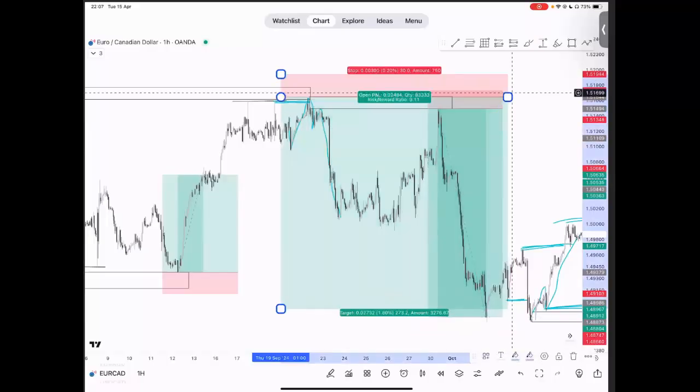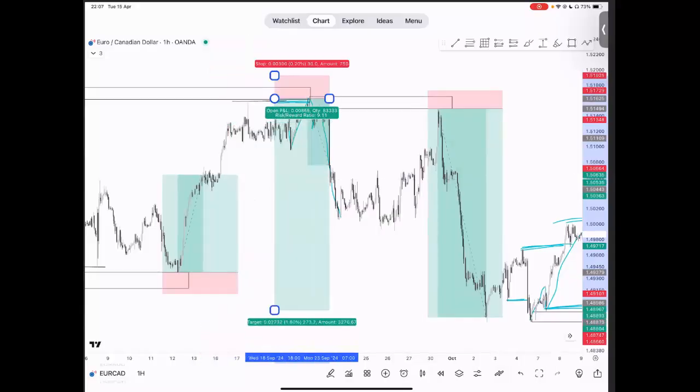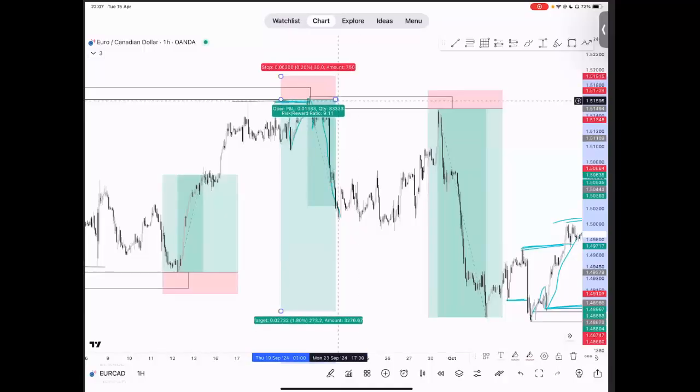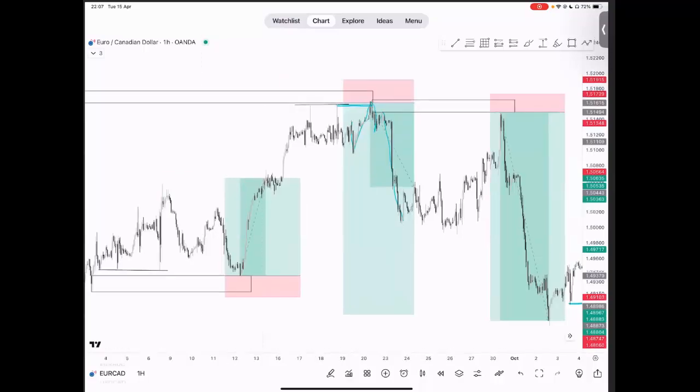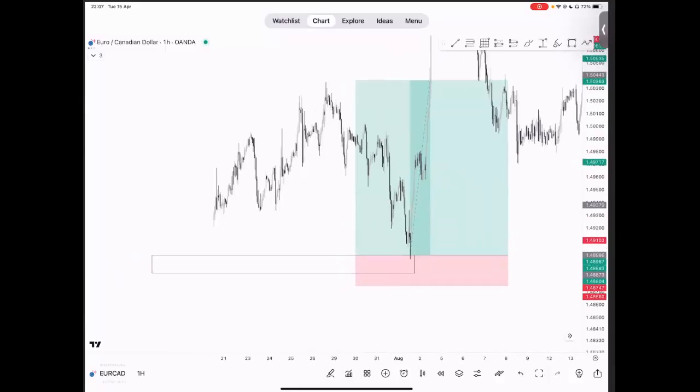So even if you missed out on this initial move, you wouldn't have missed out on the confirmation. That is how beautiful these confirmations can be. They can serve as your entries. All right. Pattern confirmations, candlestick confirmations, and I think I still have something mapped out here.